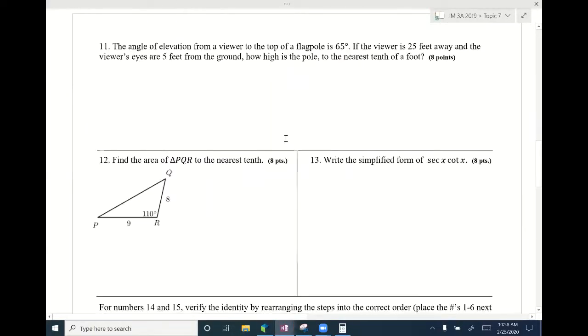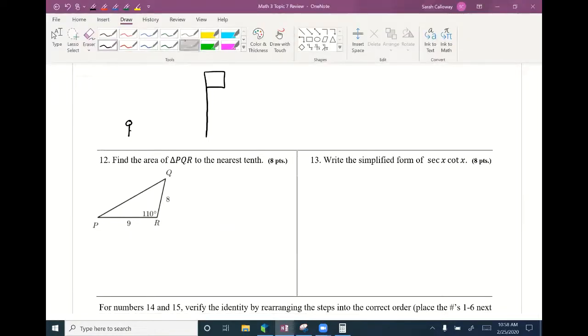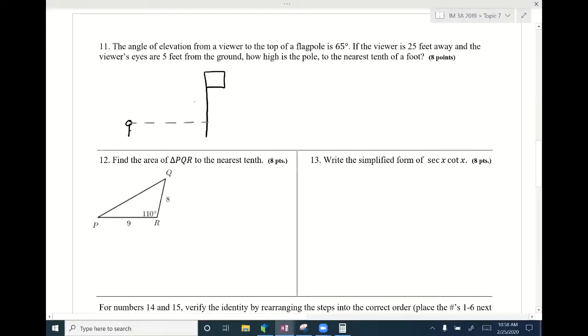For problem 11, we've got the angle of elevation from a viewer to the top of a flagpole is 65 degrees. If the viewer is 25 feet away and the viewer's eyes are 5 feet from the ground, how high is the pole to the nearest tenth of a foot? So we've got a flagpole, and then we have a person. So they're saying that this person is looking at the flagpole at a 65-degree angle where they're 5 feet tall, or their eyes are 5 feet tall.